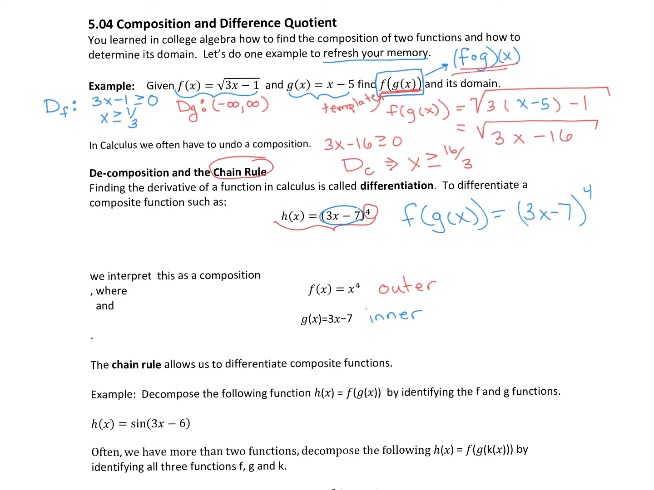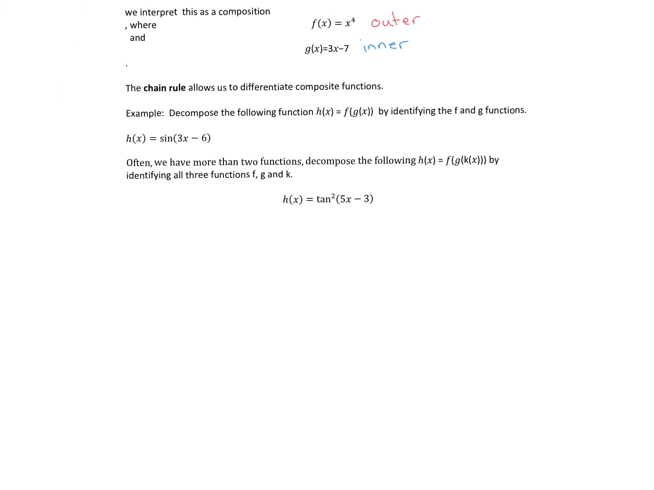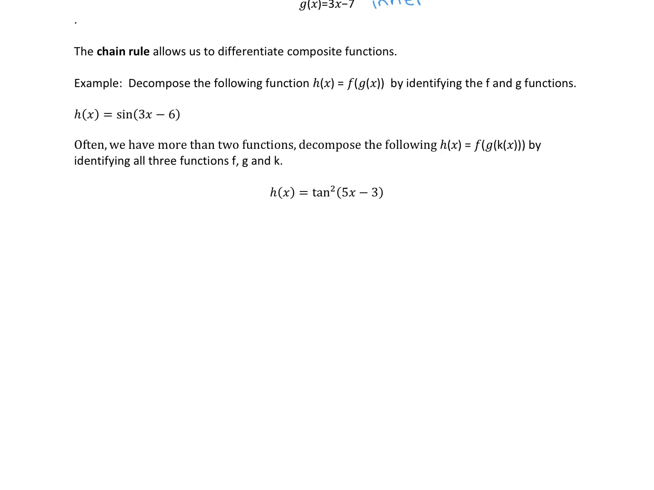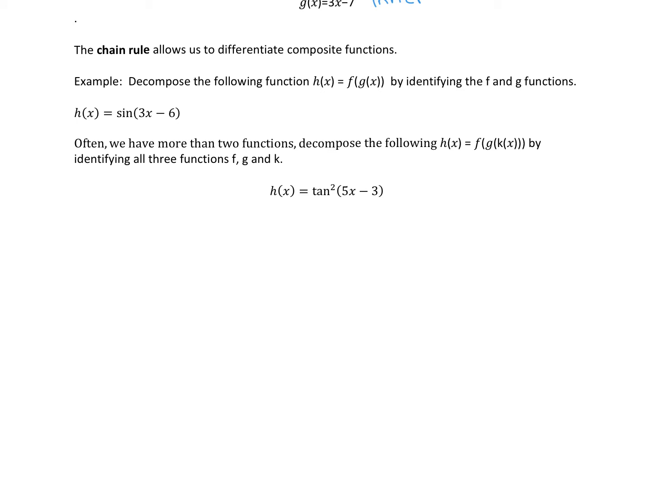Let's take a look at a couple of other functions and try to decompose them. So when I decompose something as f of g of x, I want to identify the f and g functions, the outside function and the inside function. So in this case, our outside function would be sine of x. So I'm going to call that my f of x. And my inner function, 3x minus 6, would be my inner function, or g of x.